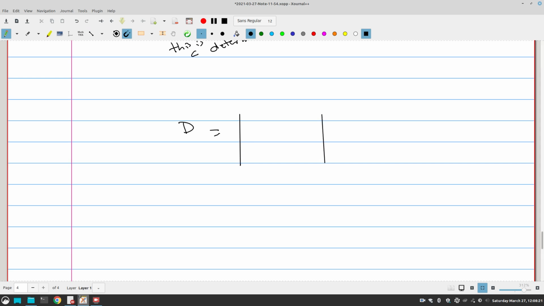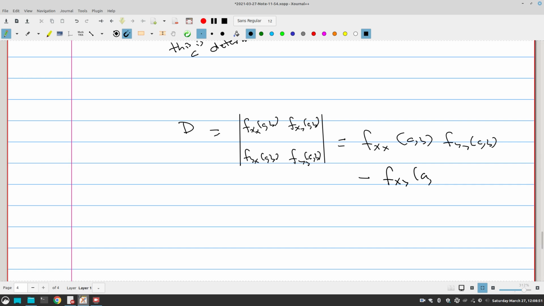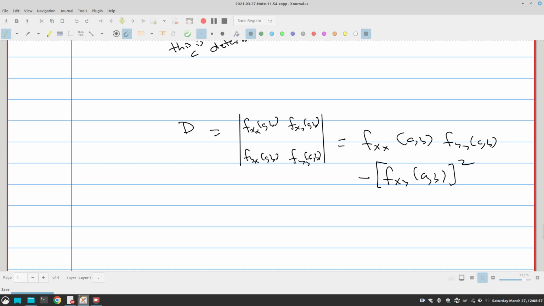and this determinant is basically equal to f_xx(a, b), f_xy(a, b), f_yx(a, b), f_yy(a, b), which is equal to f_xx(a, b) f_yy(a, b) minus, now since f_xy is the same as f_yx for the functions that we will be considering, this is equal to f_xy(a, b) squared, right? Okay, so we call this quantity D, capital D.